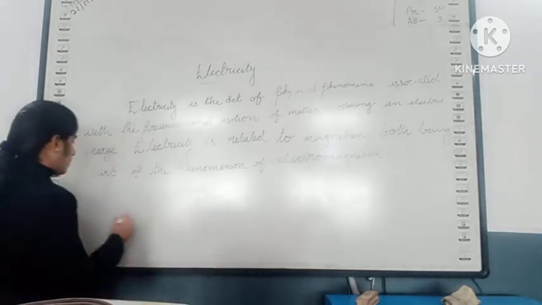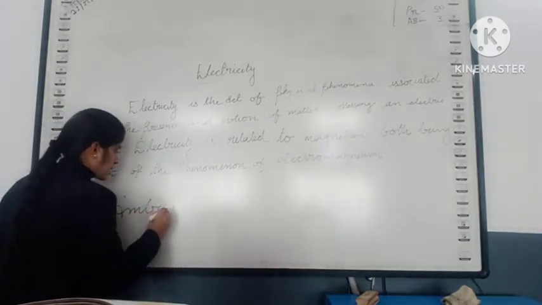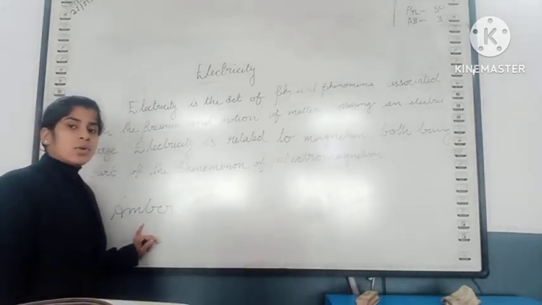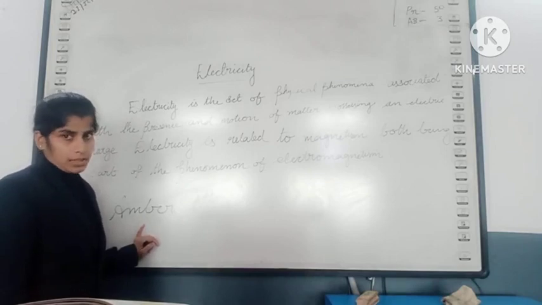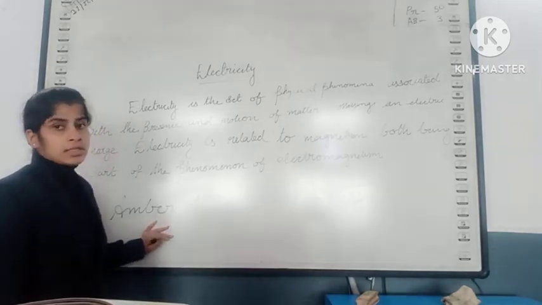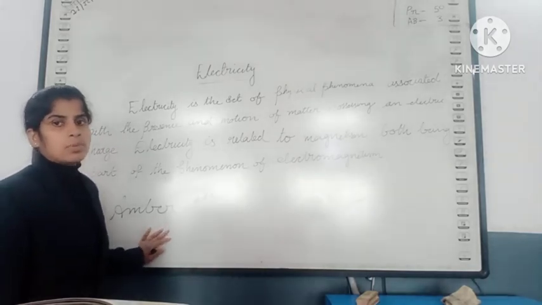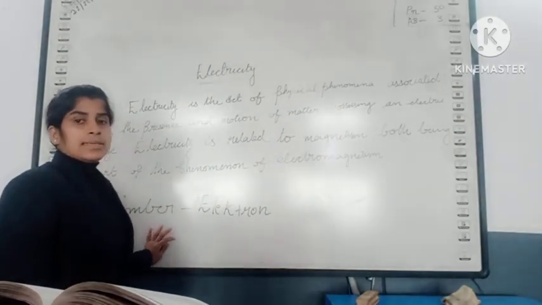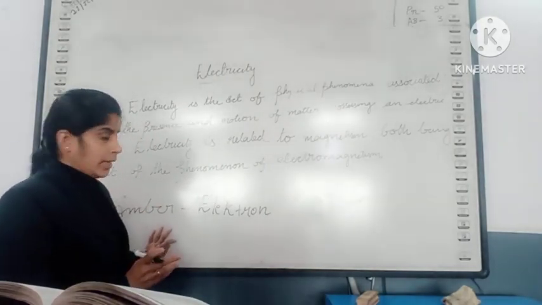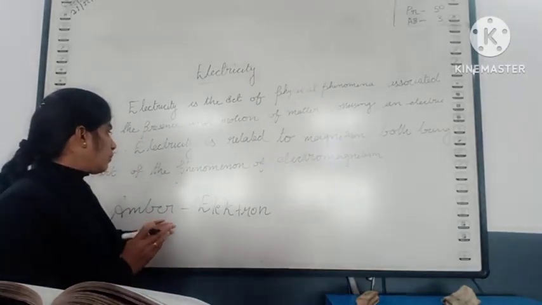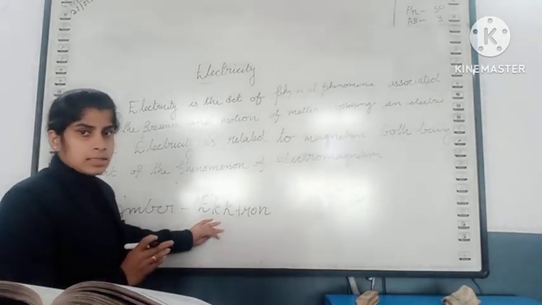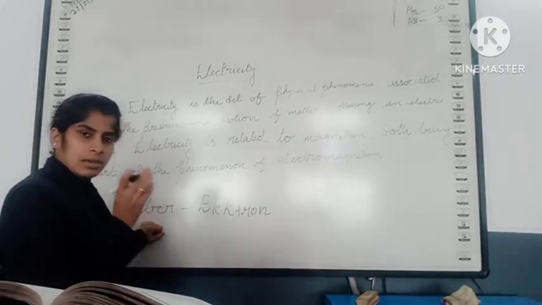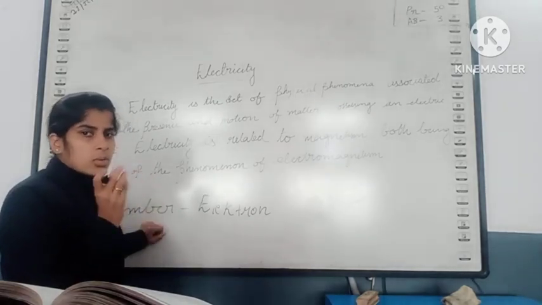Now, amber. Amber is known as electron in the Greek language. Actually, in ancient days, they found one special property of this substance. See, amber. Amber is a fossil gum. The word amber comes from Greek, and its meaning is electron. It is a fossil gum of a straw yellowish color.